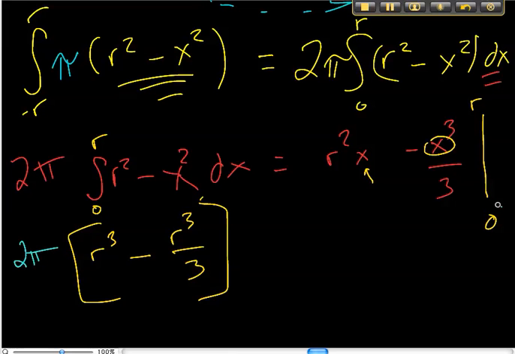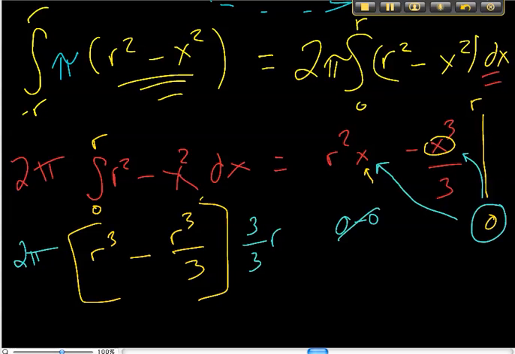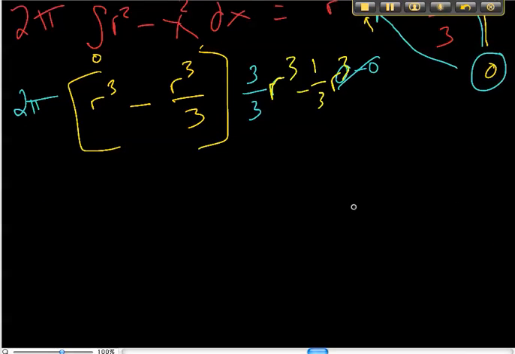Now, the reason I don't really care about this 0 is, well, what would happen if I put in a 0? Well, I'd get 0 for this term and 0 for this term. 0 minus 0 is just 0, and that thing minus 0 is just that thing. So I get all that, which is basically, okay, how do I look at this better? Well, r cubed is really 3/3 r cubed, and minus 1/3 r cubed. Okay. All right. Fair enough.